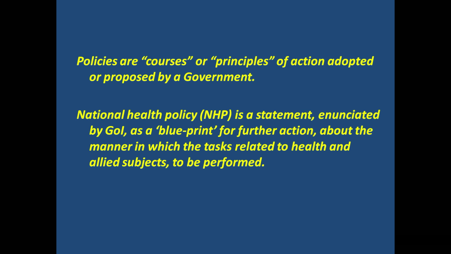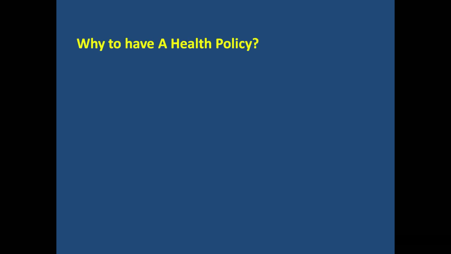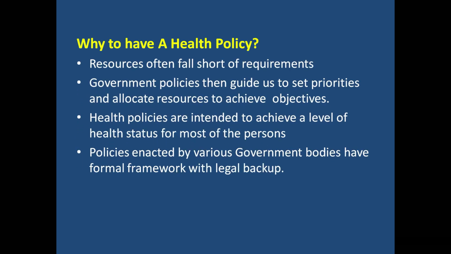People are already doing some work in the health field, we have other things going on. So they would do what they're supposed to do. Why do we need a policy at the very outset? The reasons for the policy are that we all know that we are short of resources. So the things that we require, we may not always have at our disposal. We need to set priorities. So government policies help us to set priorities and allocate resources to achieve objectives.